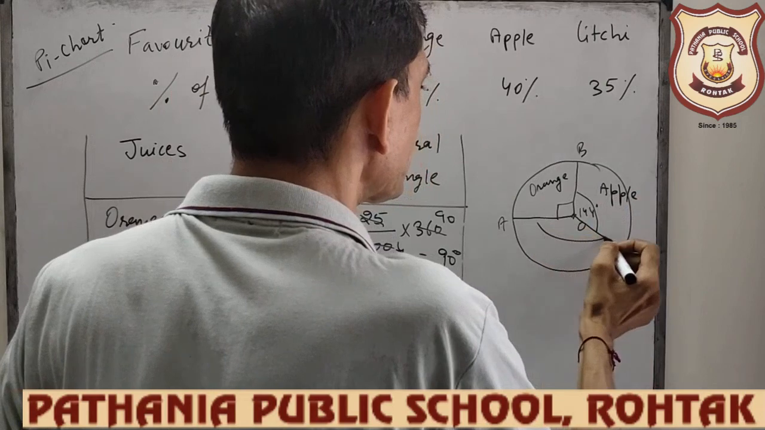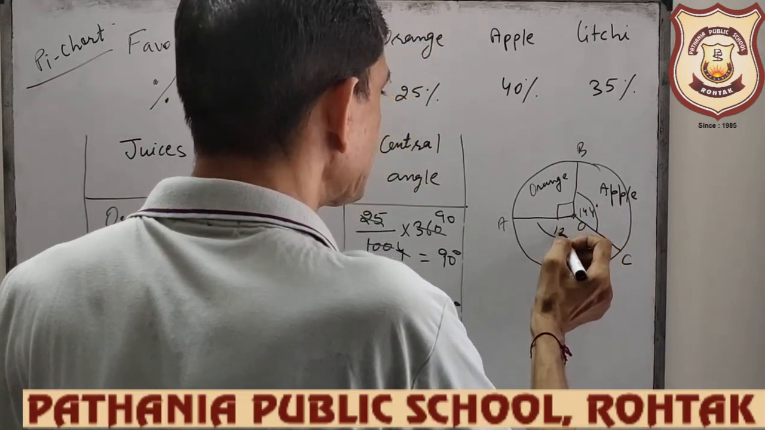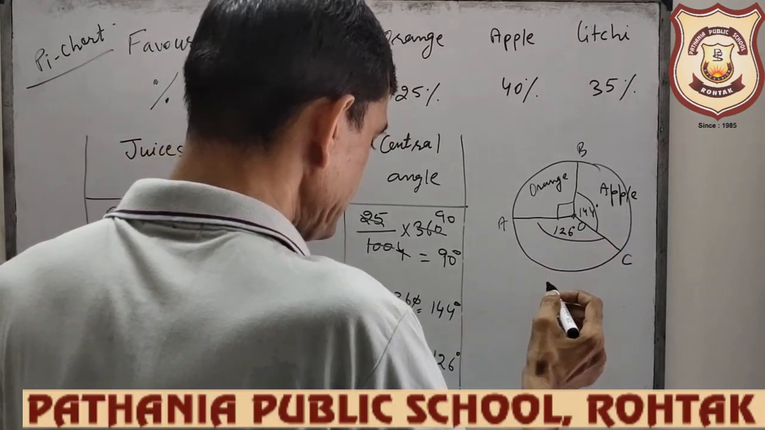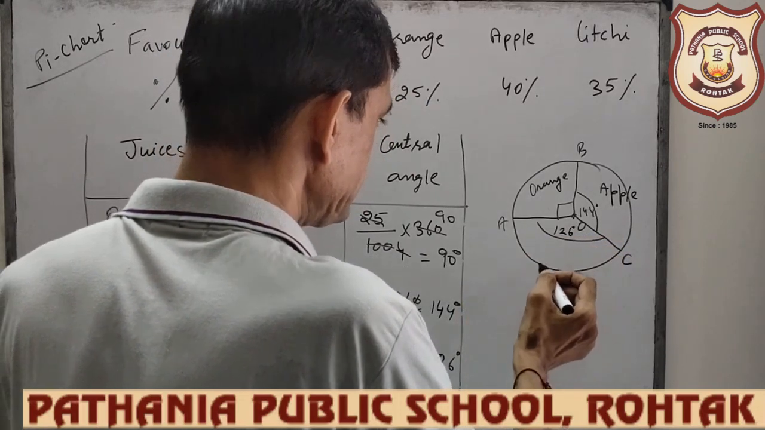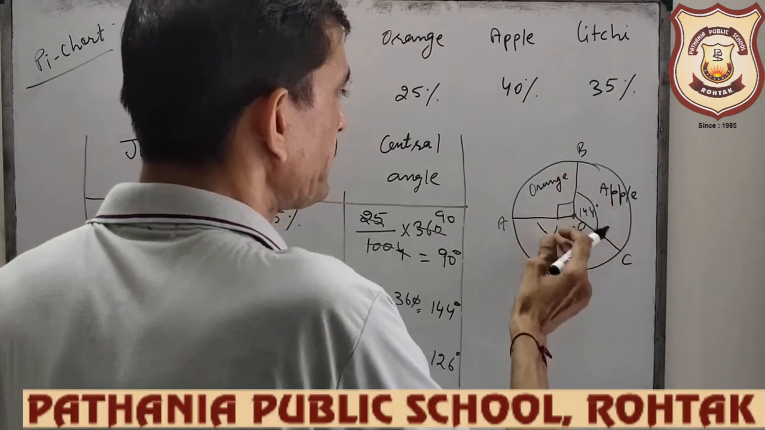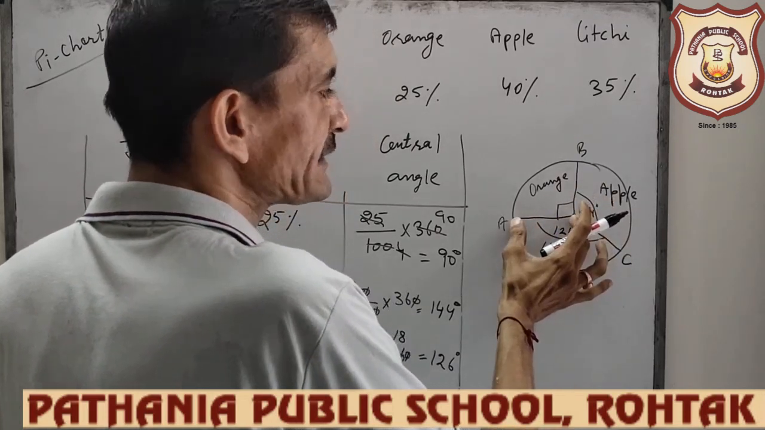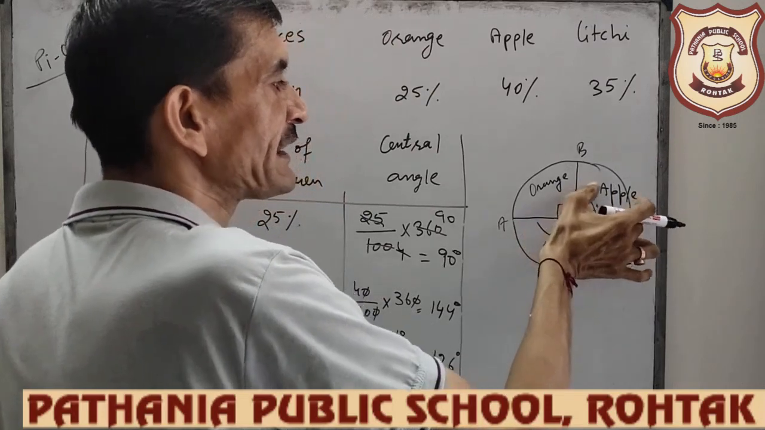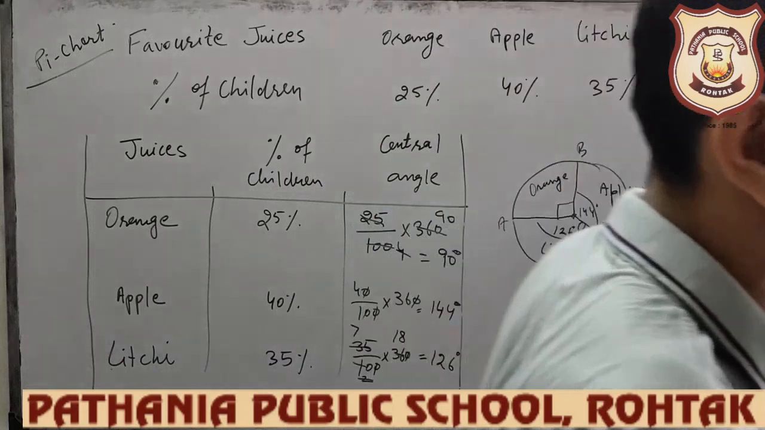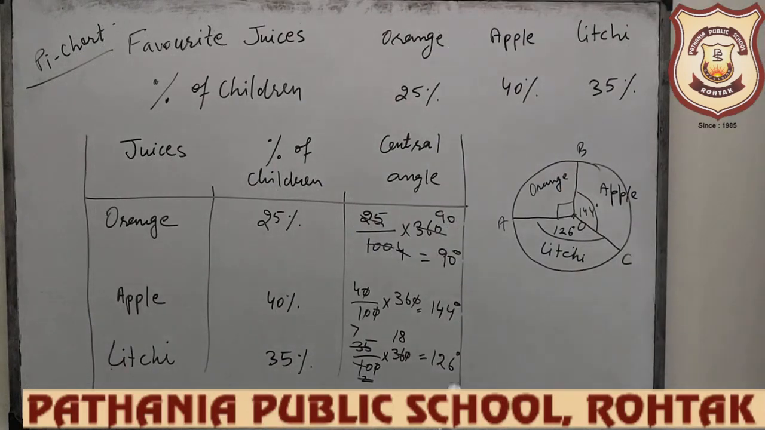Now the left over angle is 126 degrees. That will remain by itself. This one is lychee. Or you can come from this side. You can draw at this line 144, then this is left 126. So this is known as a pie chart. This figure is known as a pie chart.